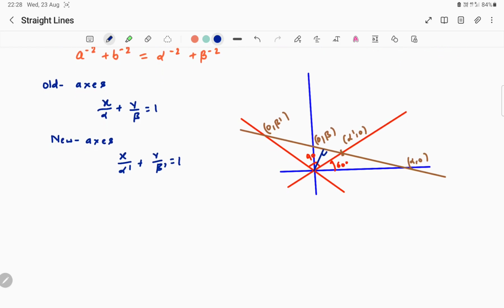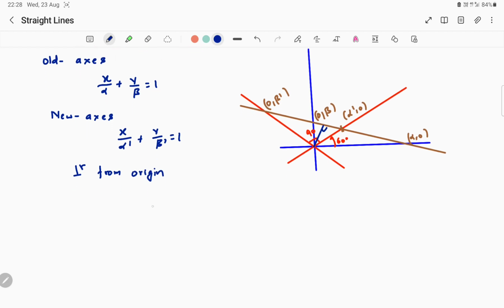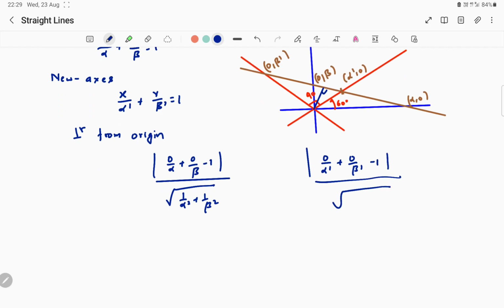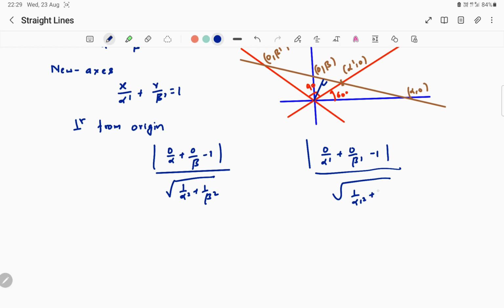Now if I ask you what is the perpendicular distance from origin, what will you write? Mod of 0 by alpha plus 0 by beta minus 1 divided by root under 1 by alpha square plus 1 by beta square, isn't it? And if you evaluate with respect to the new axis, again what will you be writing? You will write 0 by alpha dash plus 0 by beta dash minus 1 divided by root under 1 by alpha dash square plus 1 by beta dash square, isn't it?